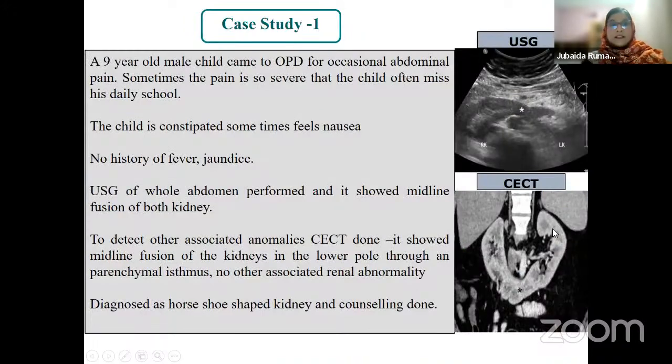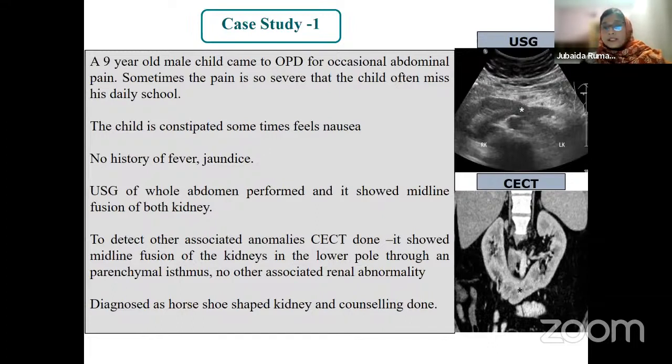So I just want to share one case from my OPD. This is a 9-year-old male child who came to OPD with occasional abdominal pain, and the pain is sometimes so severe that the child often misses his daily school. This pain has no association with any food intake, and sometimes the patient has a history of constipation.